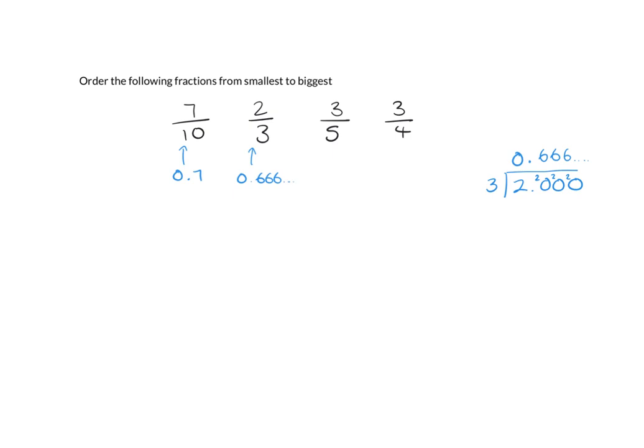Next is my 3/5. You might remember that 1/5 is equal to 0.2. So that means that 3/5 is equal to 0.2 times 3, which is 0.6. And 3/4 is equal to 0.75.